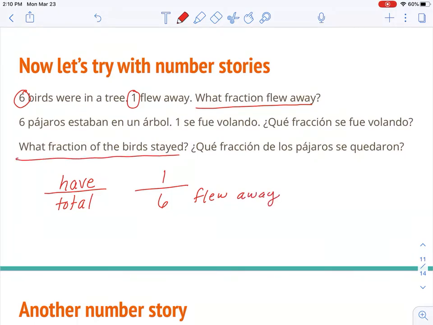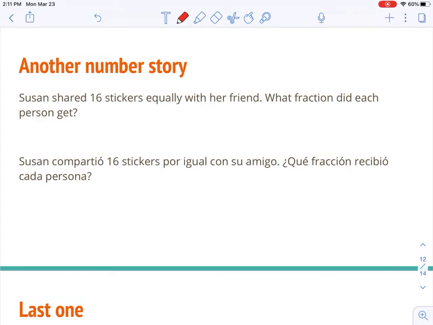And then my next question is, what fraction of the birds stayed? So I'm not going to change my denominator. My denominator is always the same because I didn't change the total number of birds. I have 6 birds, and if 1 flew away, how many stayed? Well, you just take 6 minus 1, so 5. 5/6 of the birds stayed. Remember, my answer should be in fraction form because it says what fraction. All right, let's try another one.